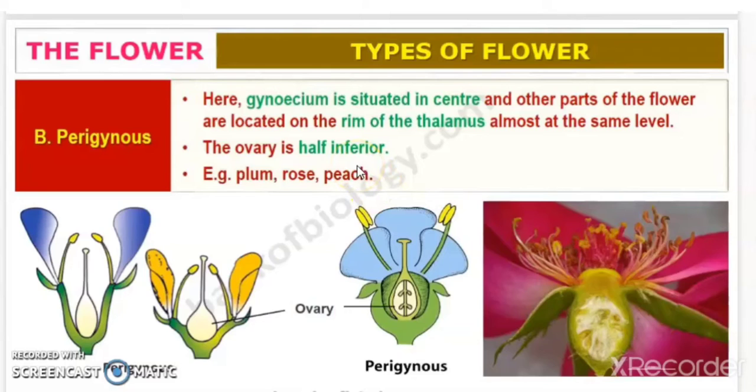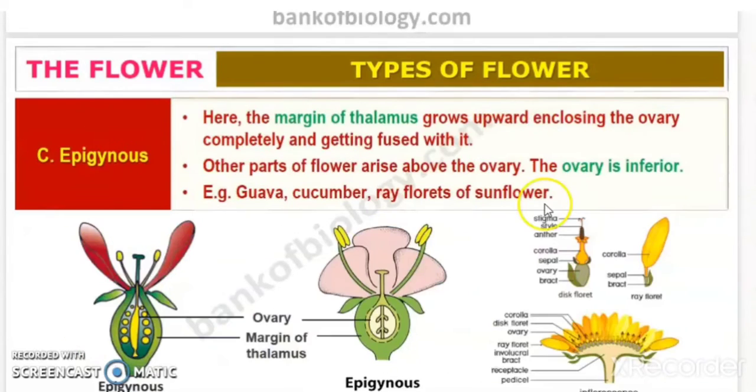Okay, an example of plants which have this type of perigynous arrangement is plum, rose and peach. Okay, you can see this is the rose plant's flower. You can see the ovary which is present in the central portion, and the other parts are also seen at the rim of the thalamus. Okay. Now let us see the next part, which is the epigynous.